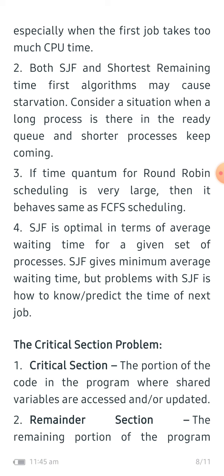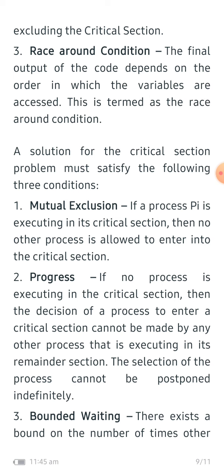Next is the critical section problem. Critical section means the portion of code in the program where shared variables are accessed and or updated. Next is remainder section, the remaining portion of a program excluding the critical section. Third is race around condition. The final output of the code depends on the order in which the variables are accessed. This is termed the race around condition.